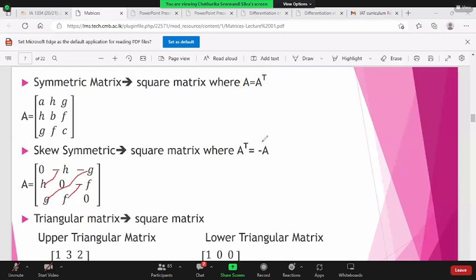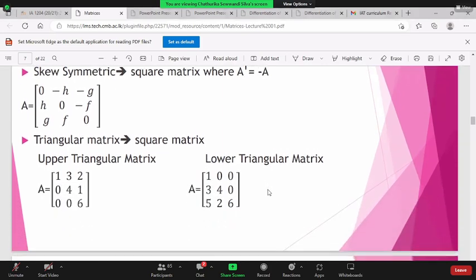If you are asked to prove that a given matrix is skew symmetric, you have to do these two things. You get the transpose of A, and then you find minus A, then you compare A transpose and minus A, and by comparing you can say these two matrices are equal. This is a skew symmetric matrix.